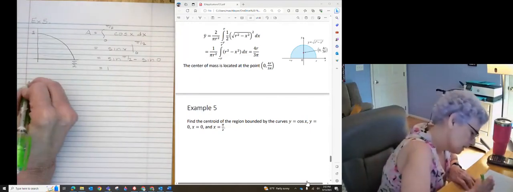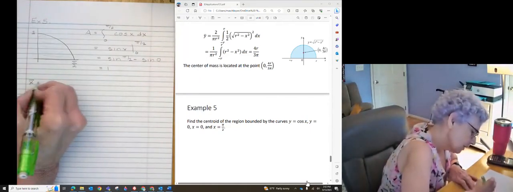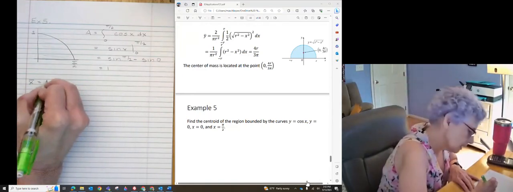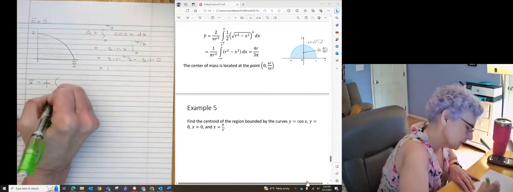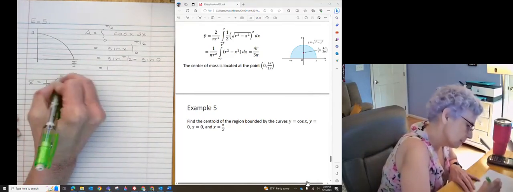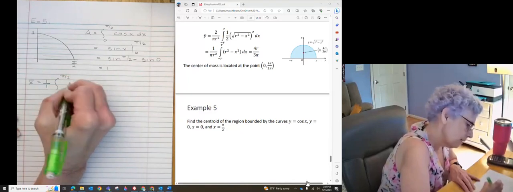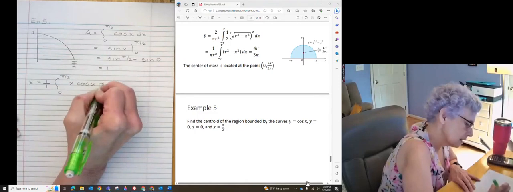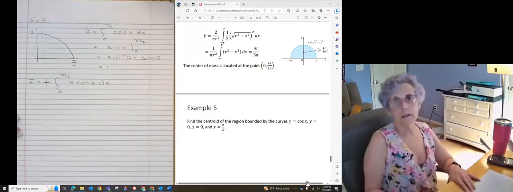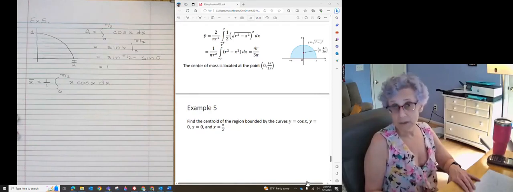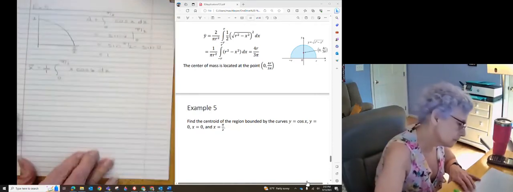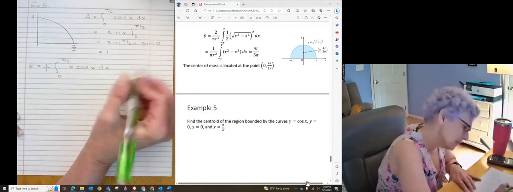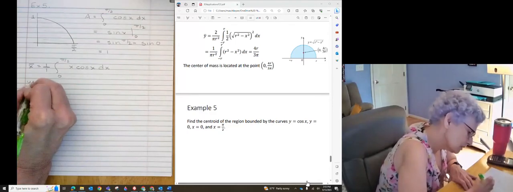Oh, life is good. So x bar would be equal to 1 over 1. I'll write it down just for completeness. Integral from 0 to pi halves, x cosine x dx. Looks like something we would need partial fractions for, not partial fractions, integration by parts. We would need integration by parts.